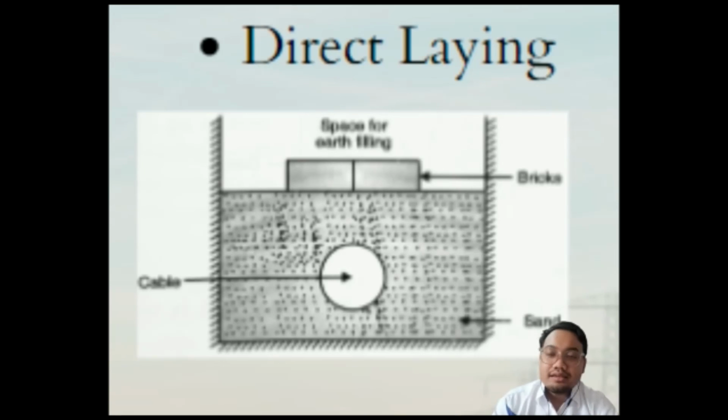For direct laying, in this method, a layer of 10 cm thickness of sand is spread into the trench, which is 1.5 meters deep and 0.5 meter wide, and then the cable is laid over the sand and it is covered with another layer of sand, and then a wall of brick is provided on the top of the cable.